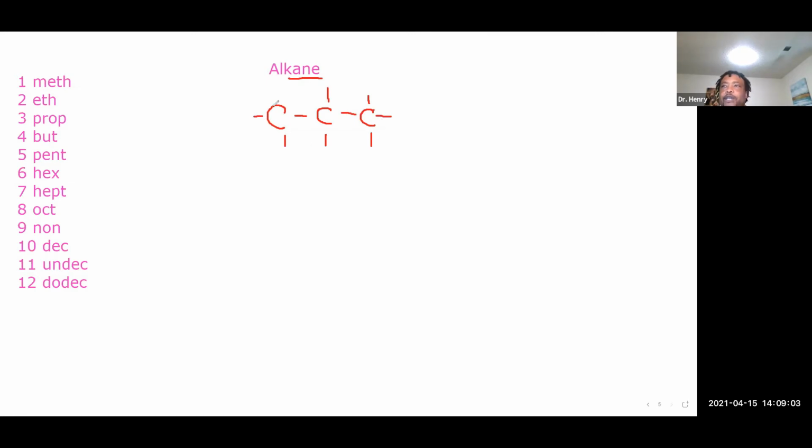Or yesterday, 2 days ago. So we could write out our structures as expanded structures like this. This is called an expanded structure for our chemical formula. We can write it as a compressed structure, which I didn't talk to you guys about.